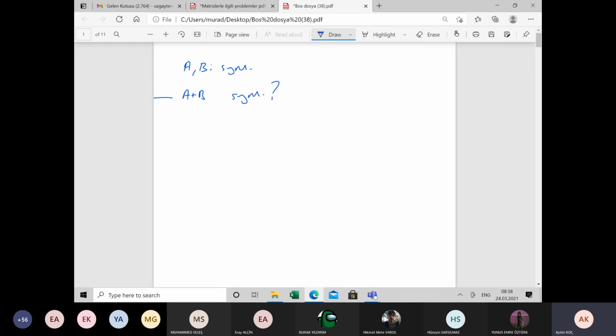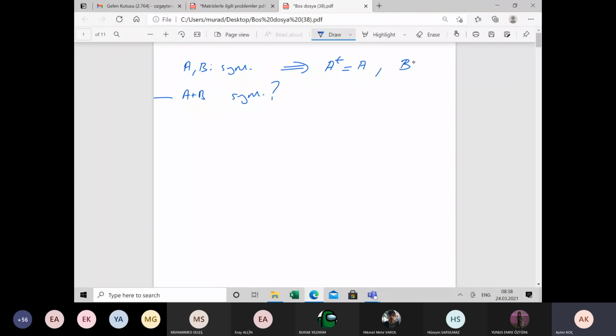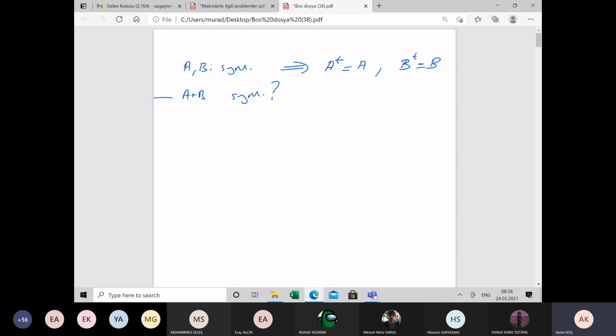You know the definition of a symmetric matrix. A symmetric matrix should be square. If A is symmetric, we know that the transpose of A is equal to A. And also B is symmetric, which means the transpose of B is B. We know how to get the transpose of any matrix: change the columns and rows, and then we obtain the transpose. Looking at this definition, we can say that A and B are square matrices.